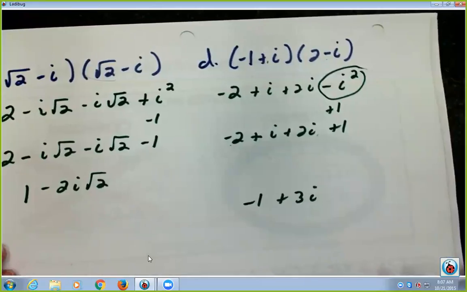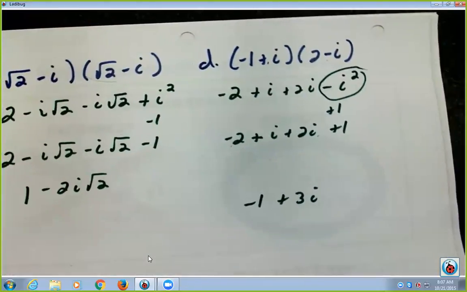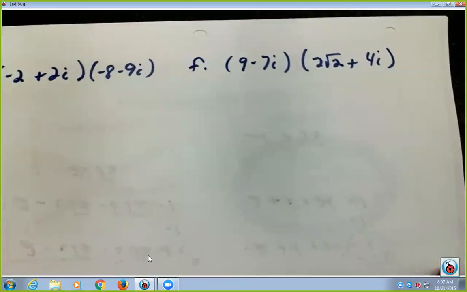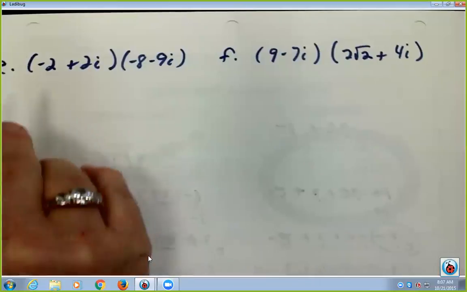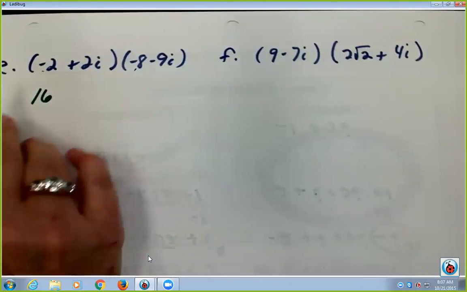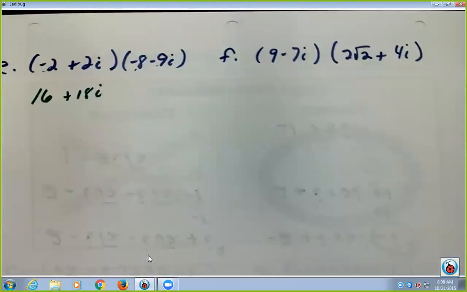They just involve making sure that you take some time to use your foiling and go through and do those. Let's take a look at a couple more here and see what we can come up with for answers, because not always do they all combine together. So -2 times a -8 is 16. -2 times a -9 is a plus 18i.